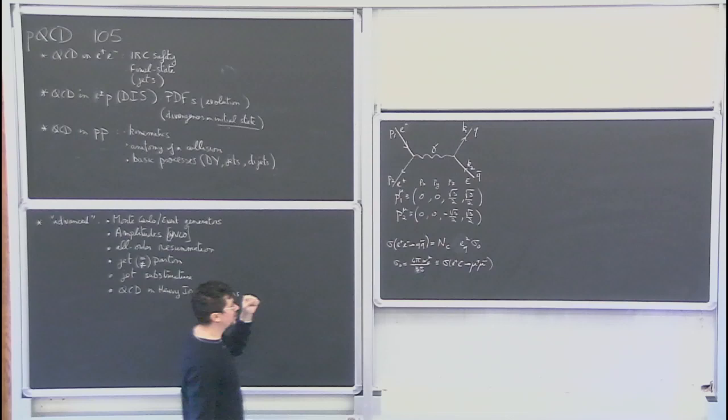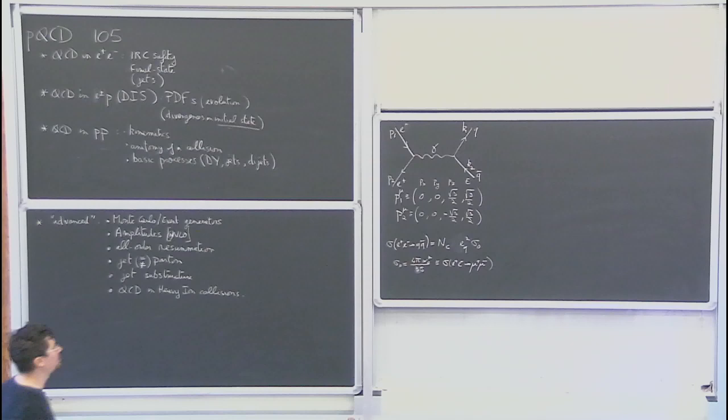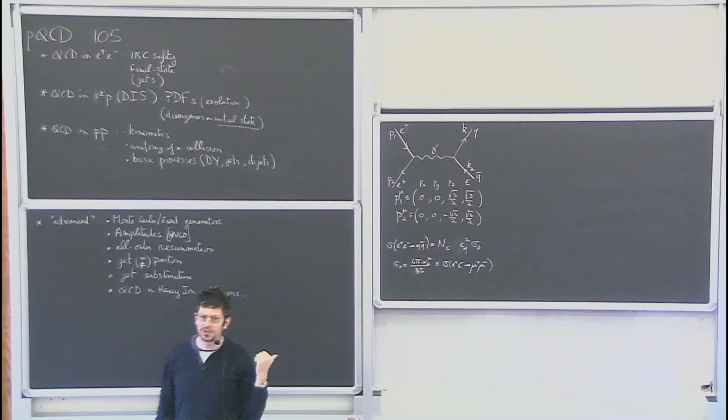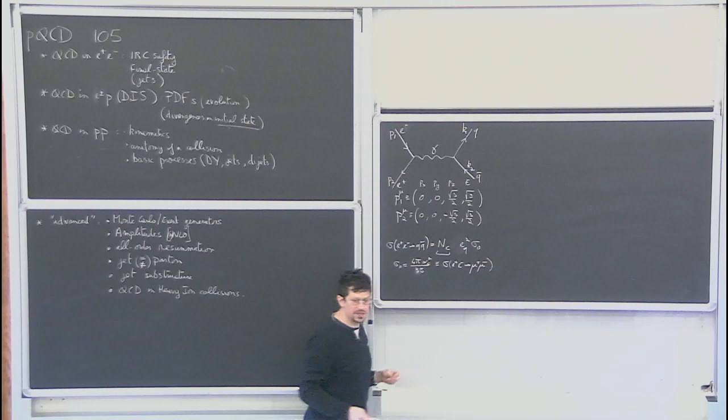It's QCD, but you don't have any QCD coupling. The coupling of the photon to the quark is an electromagnetic coupling, so there's no QCD coupling in there. The question here is, where does QCD happen? Where do you see QCD here? And again, there are two places where you see QCD. One is the N_C, which is the number of colors.